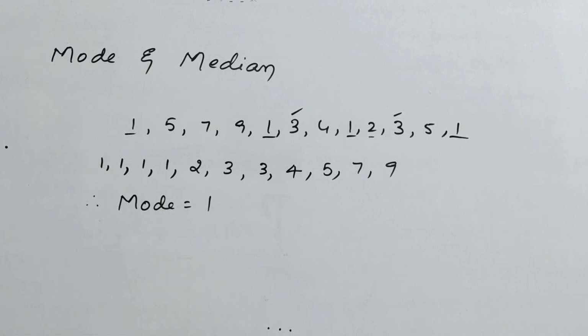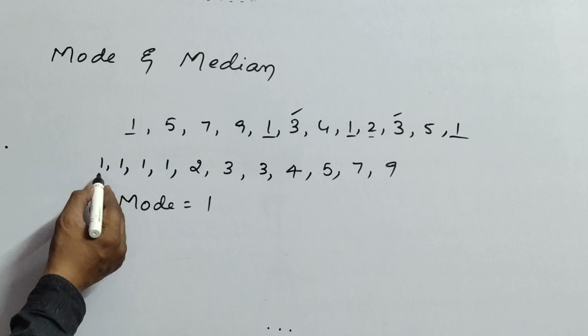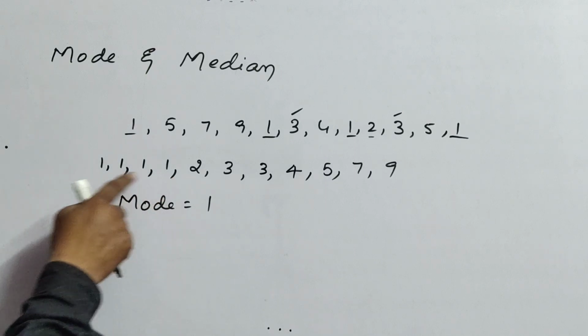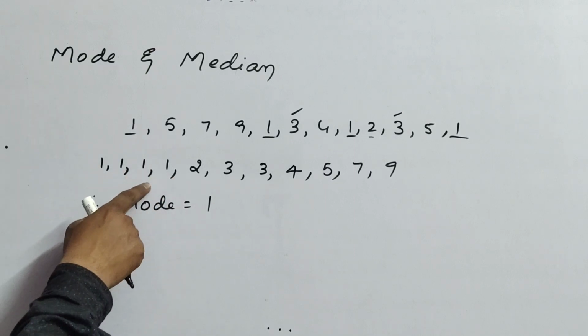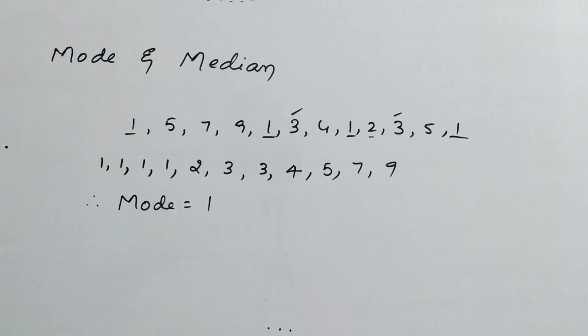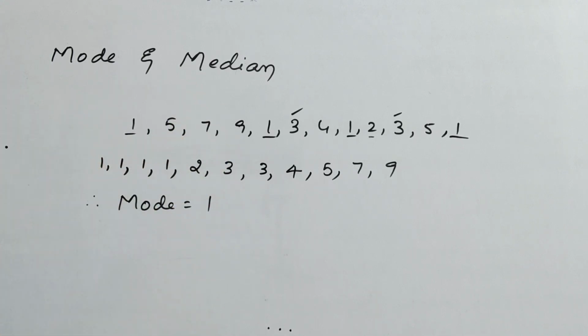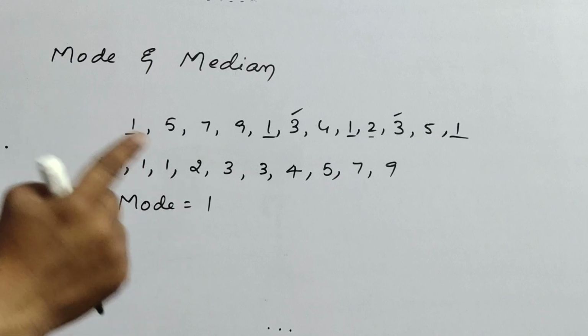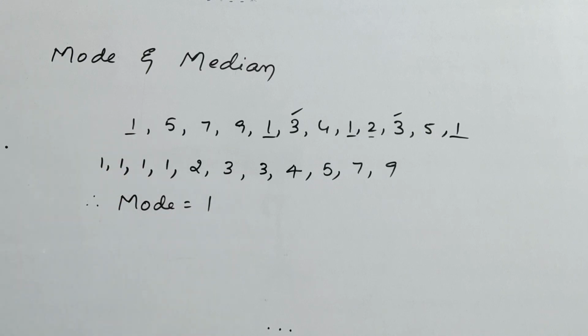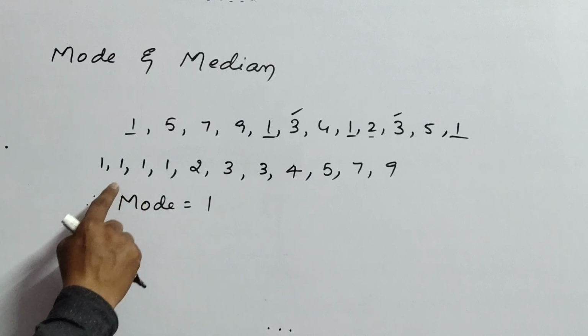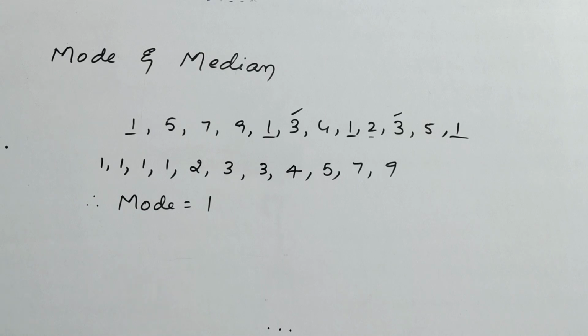Suppose you have a doubt, sir, here 1 came four times, that means the number which came more times is the answer. Which number comes more times, that is the answer. Suppose 2 also comes four times. Then what is the answer? Both 1 and 2 are the mode. Both 1 and 2 are the answer for mode. Is it clear? So this is the way to find the mode.